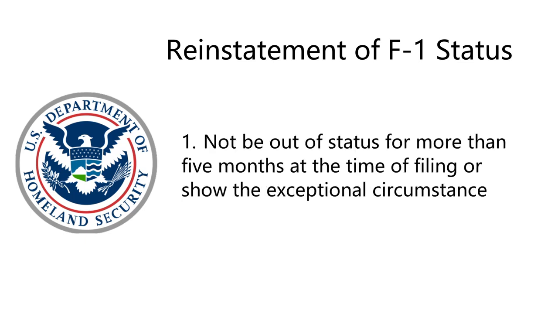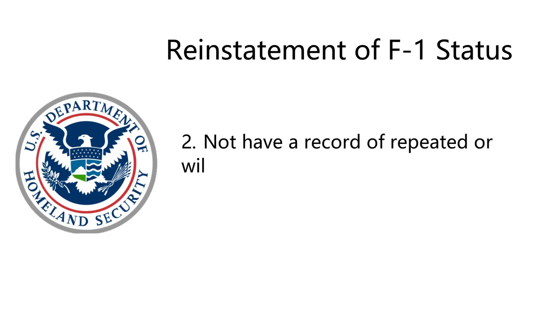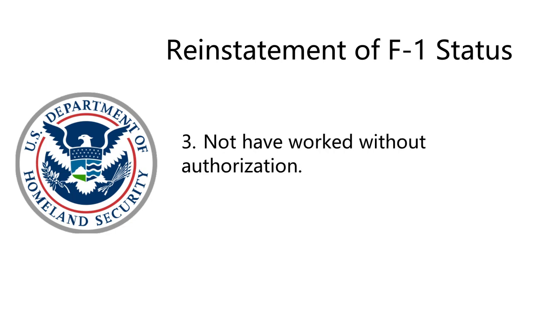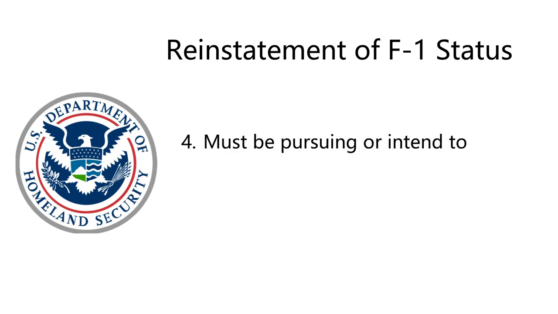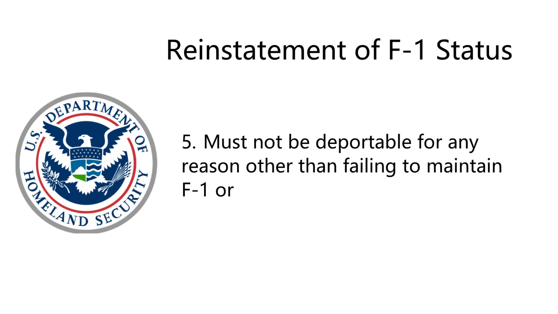1. Not be out of status for more than 5 months at the time of filing or show the exceptional circumstance that prevented filing in that time frame. 2. Not have a record of repeated or willful violations of regulations. 3. Not have worked without authorization. 4. Must be pursuing or intend to pursue a full course of study in the immediate future at your school. 5. Must not be deportable for any reason other than failing to maintain F1 or M1 status.